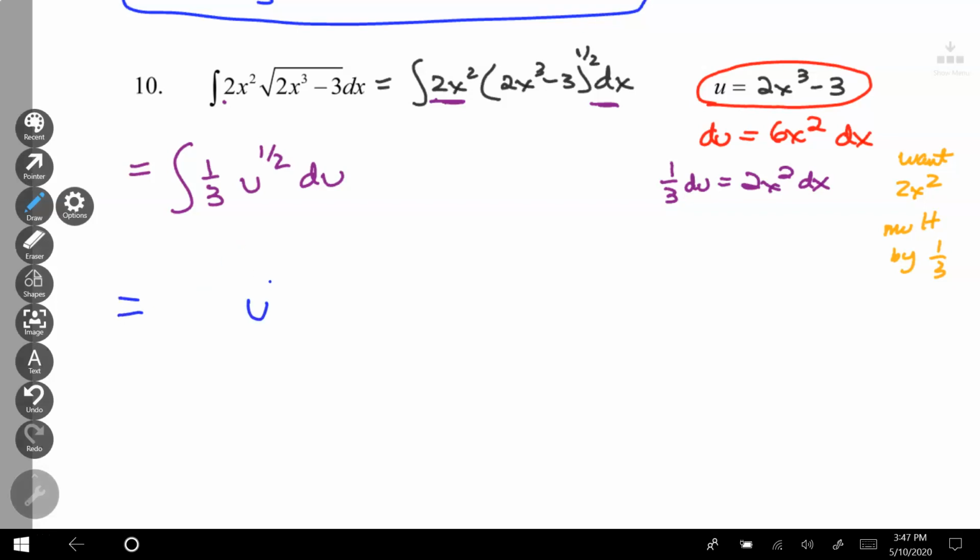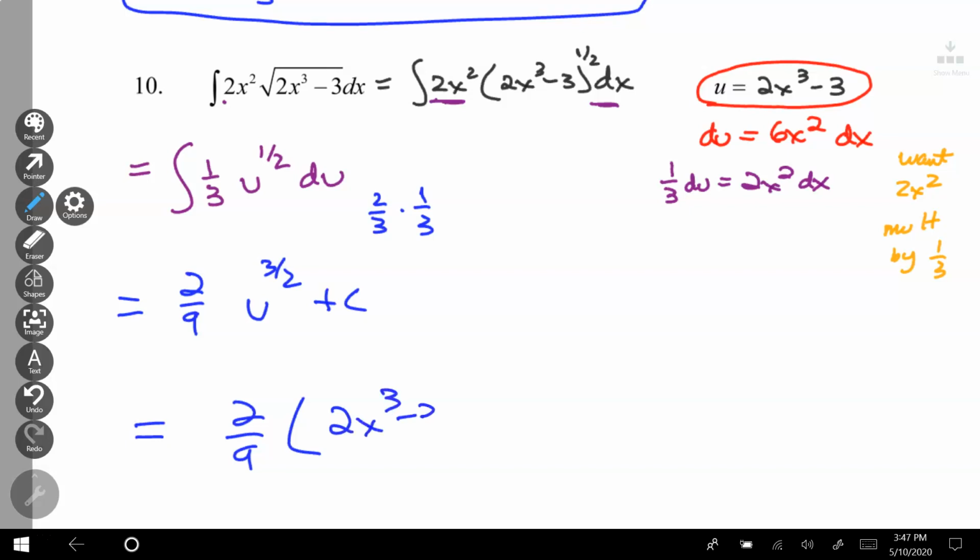and I realize, well, let's see, u to the 1/2 has to be u to the 3/2. That reciprocal is 2/3 times this number up front of 1/3 gives me 2/9 u to the 3/2 plus c, or better yet, 2 over 9. My u being 2x cubed minus 3 raised to the 3 over 2 plus c.